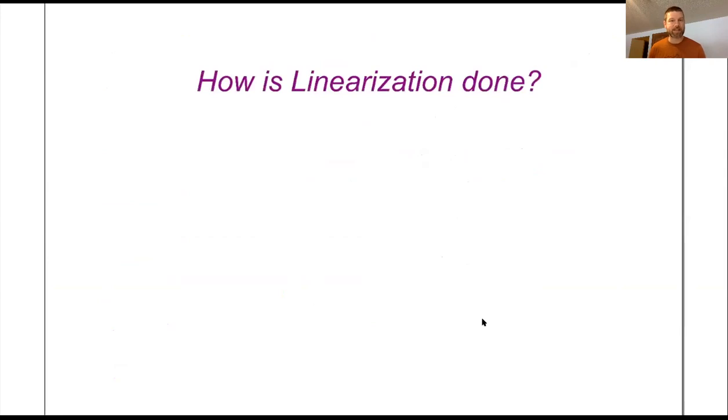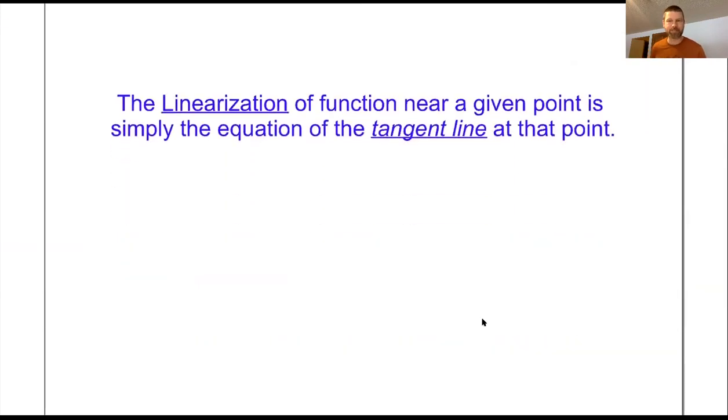If it's something I need to do, how do we do it? It's actually pretty easy. You've been doing it for a while. The linearization of a function near a given point is simply the equation of the tangent line at that point. Because at that point, I want to be exactly right on, and I just want my function to be as close to the original curve for as long as possible, which would be a tangent line. It touches it once, and it stays pretty close. It has the same slope.